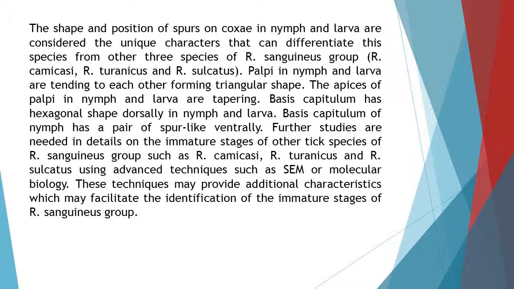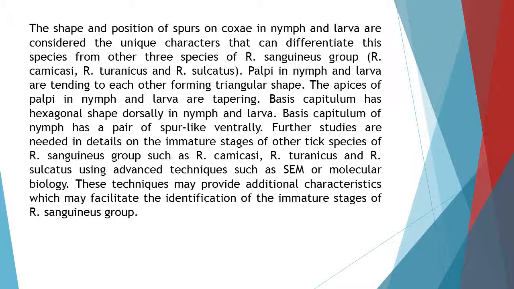differentiate this species from other 3 species of R. sanguineus group, R. kamikasi, R. tyrannicus and R. sulcatus. Palpi in nymph and larva are tending to each other, forming triangular shape. The apices of palpi in nymph and larva are tapering. Basis capitulum has hexagonal shape dorsally in nymph and larva. Basis capitulum of nymph has a pair of spur-like ventrally.